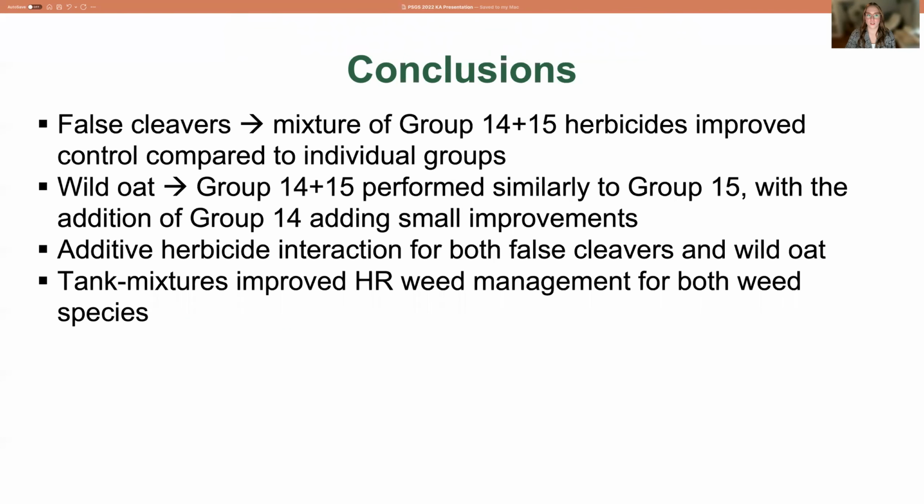In conclusion, for false cleavers, the mixture of group 14 and 15 herbicides improved control compared to the individual herbicide groups. For wild oat, the group 14 and 15 mixture performs similarly to group 15, with the addition of group 14 adding small improvements. Both weed species displayed additive herbicide interactions, and tank mixtures improved herbicide resistant weed management for both weed species.